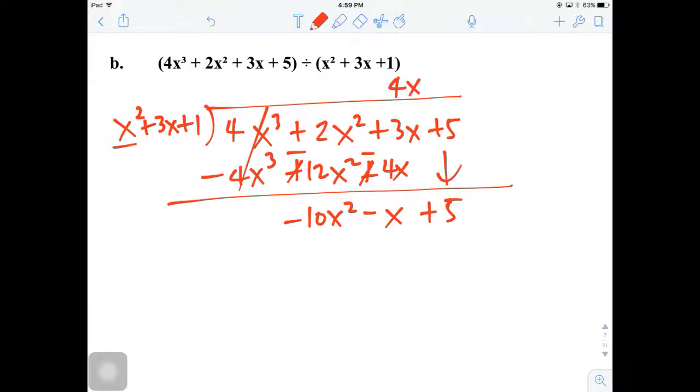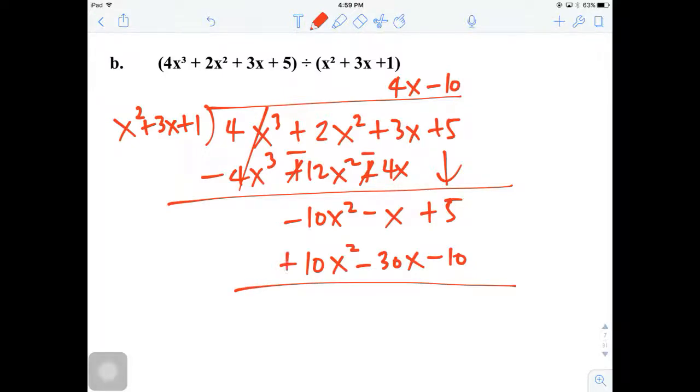Again, I need to compare now between x squared and negative 10x squared. What do I need to do to get there, right? So I need to multiply by a negative 10, correct? So I need negative 10, and now I am going to distribute that 10 through every term again. So that would be negative 10x squared minus 30x and minus 10. And again, I'm going to subtract by changing all the signs on the bottom. The x squares will cancel out. That leaves me 29x plus 15. And since I don't have any more to bring down, that would be my remainder, right?